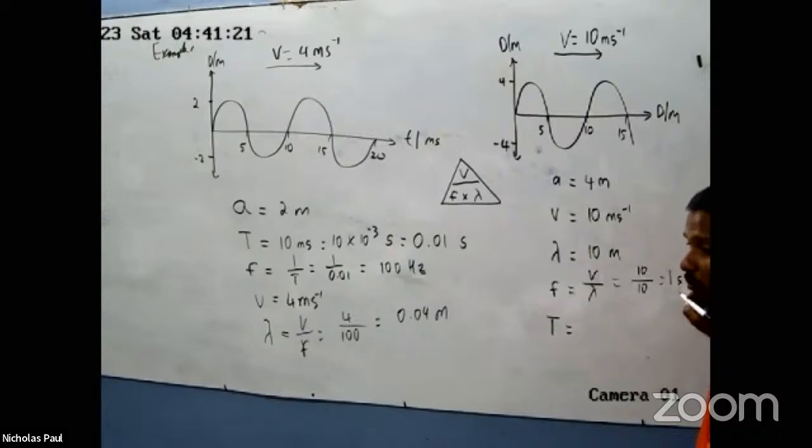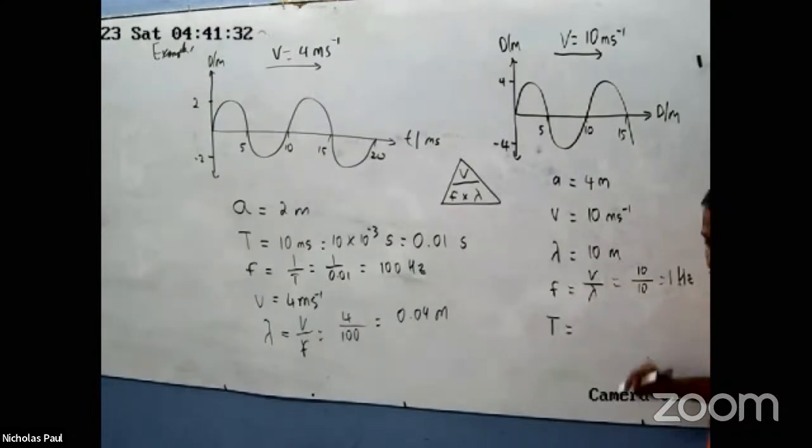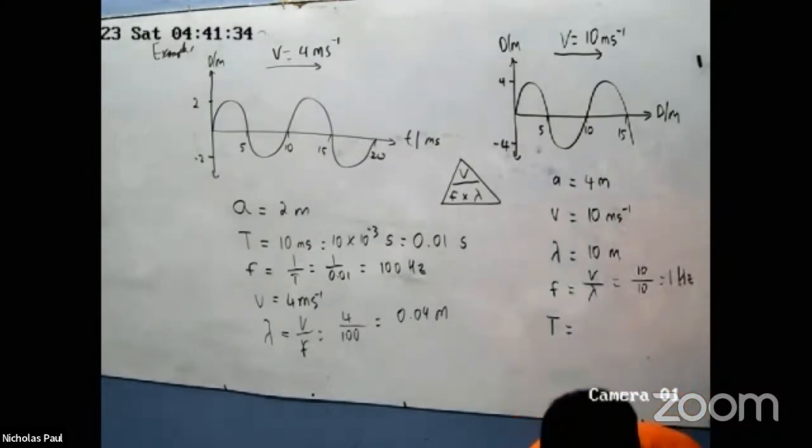What did I do wrong? Wrong SI unit. Oh yeah, 1 divided by seconds, minus 1. So 1 hertz. Okay? Frequency is in hertz. Right? And I'll pick somebody online.